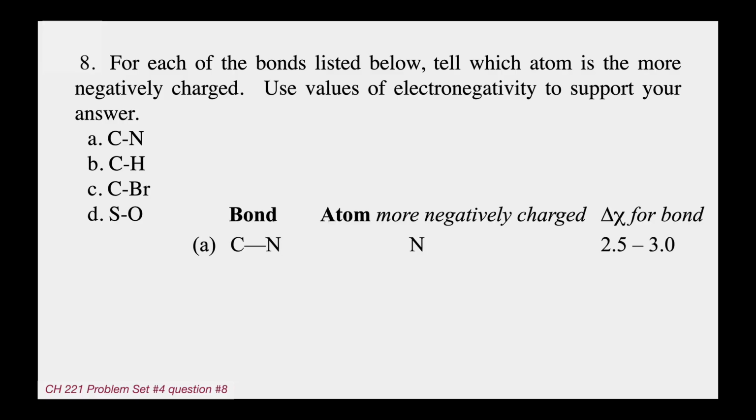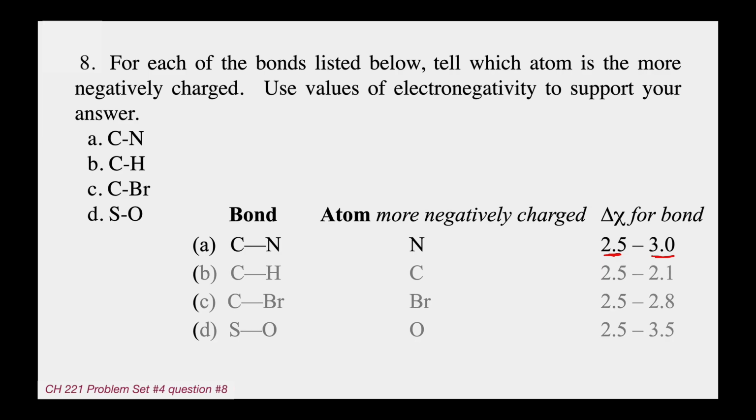So for C and N, the electronegativity value of carbon is 2.5, and nitrogen is 3.0. So the more negatively charged atom will be the one with the bigger electronegativity value, 3.0 bigger than 2.5. Nitrogen will be the more negatively charged atom in this one. Things closer to fluorine are more likely to be the negative one. C and H is something similar, 2.5 versus 2.1. So carbon is bigger. It's going to be more electronegative.